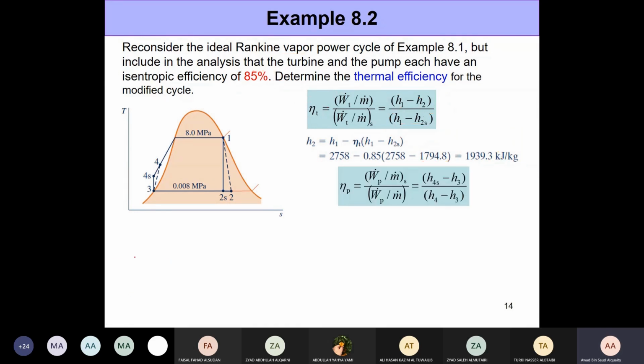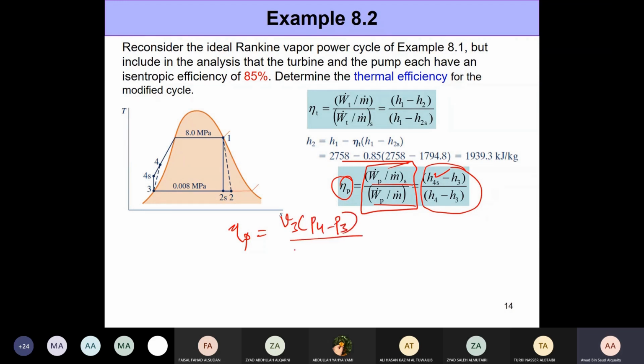So for the pump, it's a similar scenario. The isentropic efficiency for a pump is the ideal work input over the actual work input, which can also be written in terms of the enthalpies. We already have H4S, but here we could simply make use of this work input formula. The isentropic efficiency of the pump is equal to the ideal work input, and the ideal, or reversible, work input, as we know from before, can be written as specific volume times P4 minus P3, divided by the actual work input.